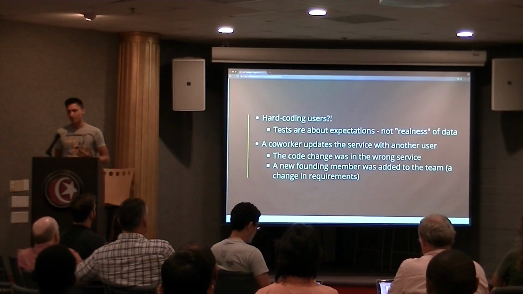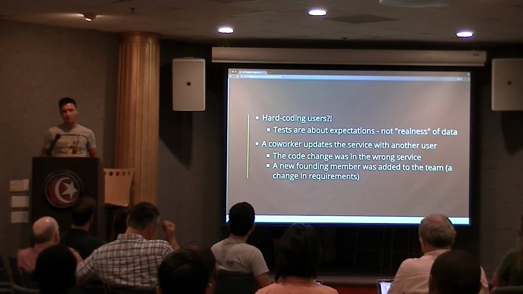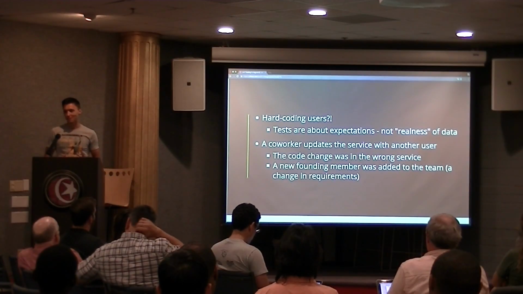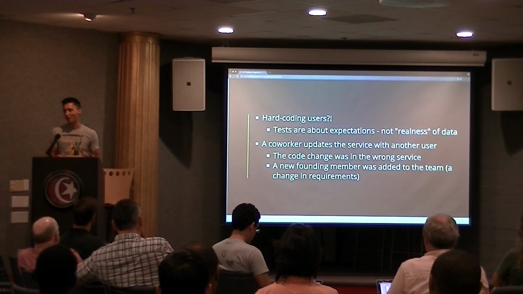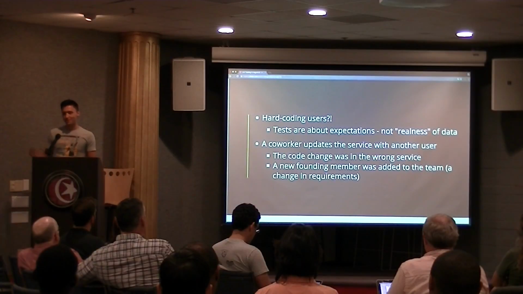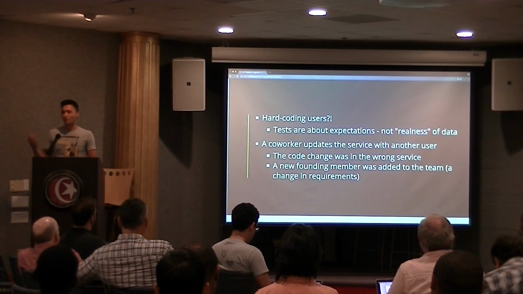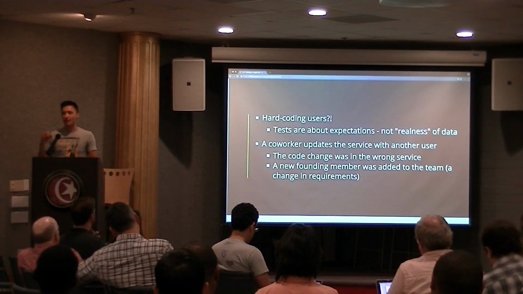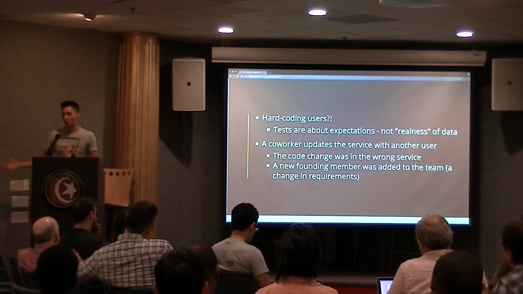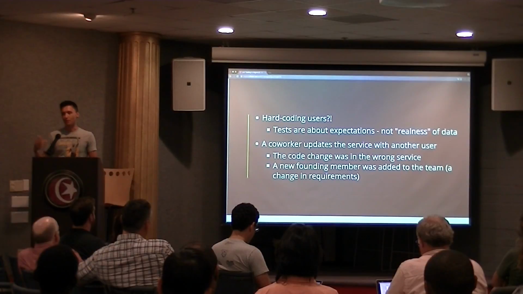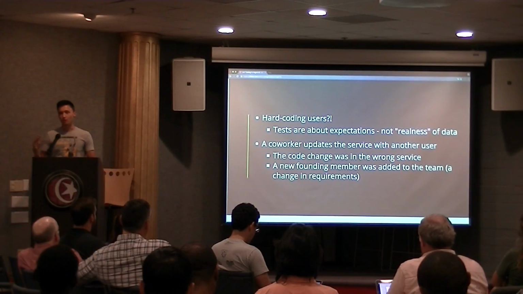Now this may seem a little weird because it's like, why are we hard coding users? This seems kind of like you just put the same array in both files. But our tests, again, are about expectations. They don't worry about the realness of data. It's not saying, oh, this has to come from an API, this has to come from a third party. It's just saying when you're calling users.all, you expect whatever list of users you've defined.